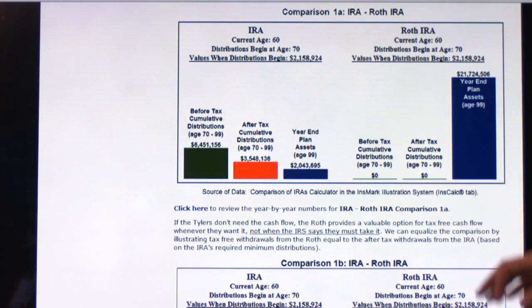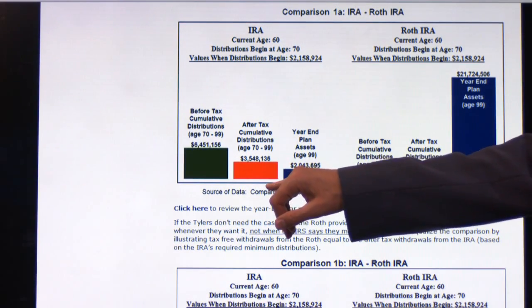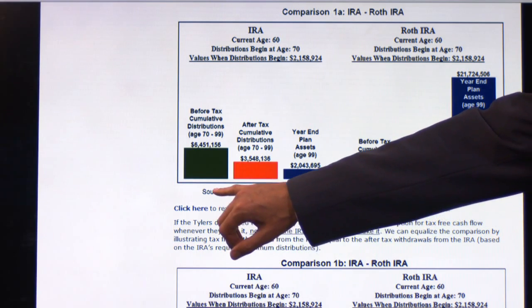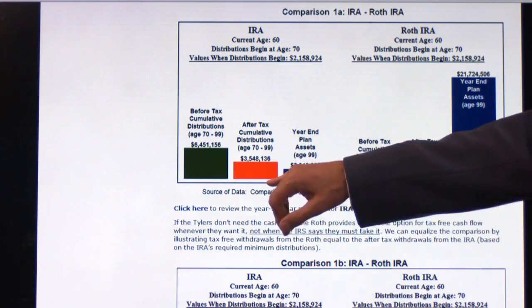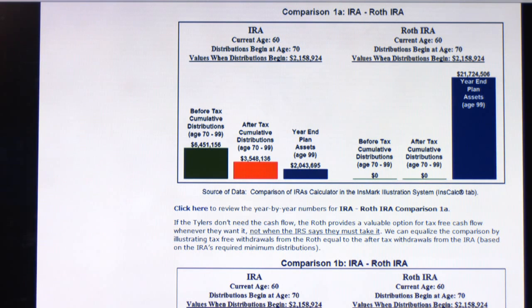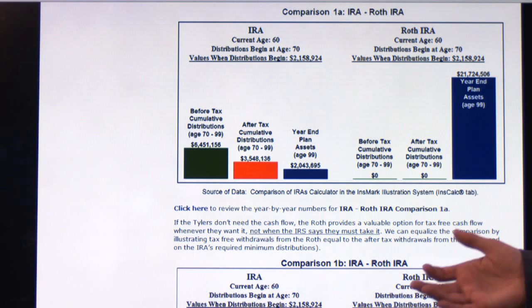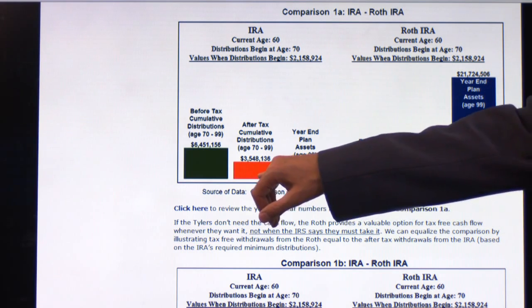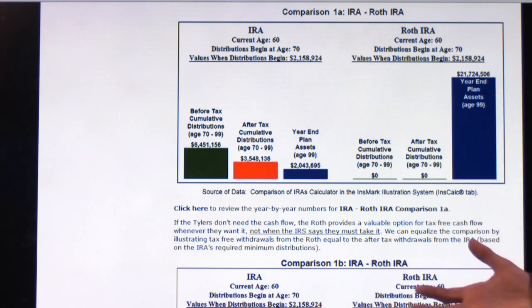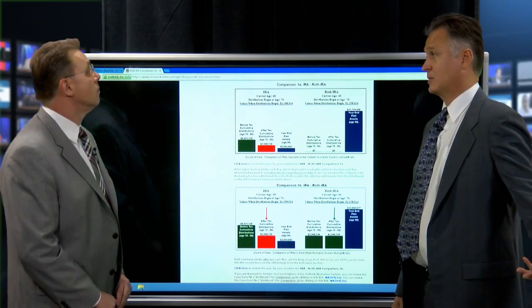And here as you can see, with the IRA, you're going to have minimum distributions. So you're going to pay out over their life expectancy, or actually to age 99, you're going to pay out $6.4 million. After tax, you'll have about $3.5 million for the client during their retirement years, and the plan will end up with about $2 million. With the Roth, there are no minimum distribution requirements in this client-owned case, and you have a Roth with $21 million at age 99. So, 21 million versus 3.5 plus 2, big difference for the $450,000 of tax you paid.